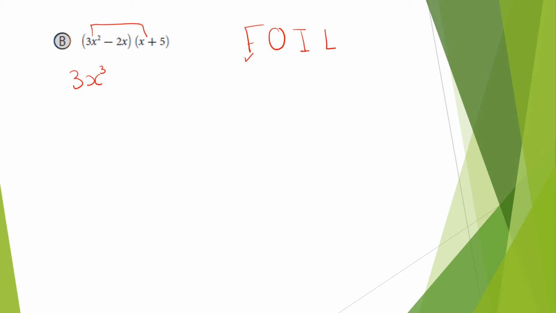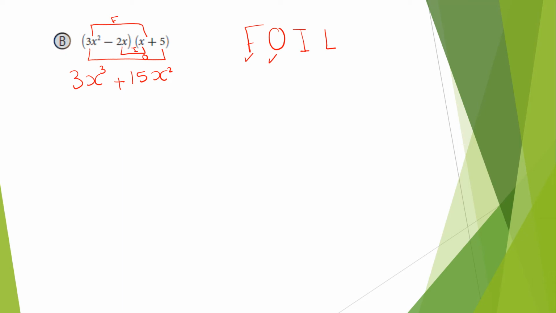Then the O, which is outer. So 3x squared times the 5 will be positive 3 times 5, 15, then x squared. I finished outer. Then inner. So here's the first. Here is the outer. And here is the inner.